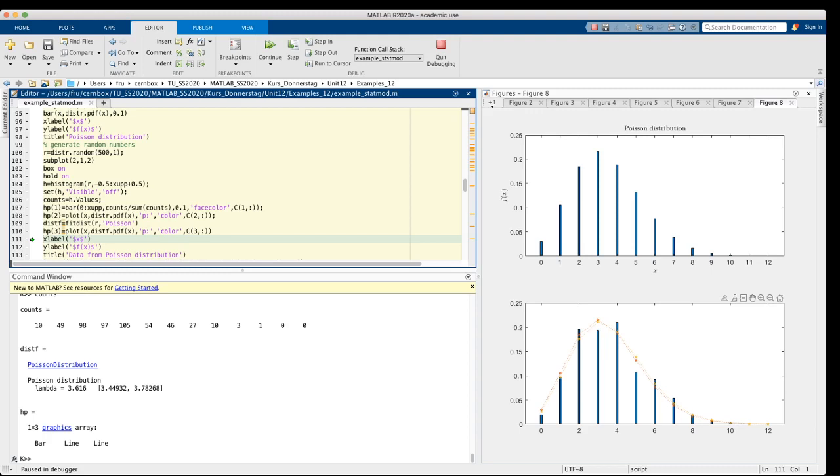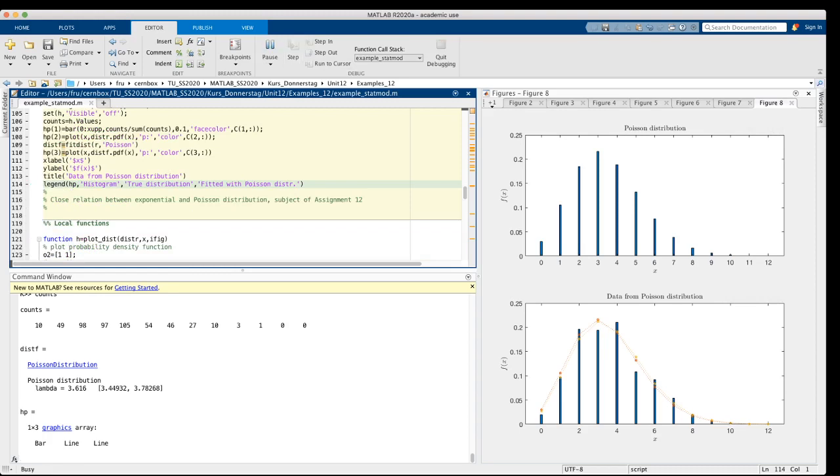Again, we see a rather good fit. The red and the yellow values are nearly identical. So experimental frequencies, the true PDF and the fitted PDF in the lower panel. And there is a close relation between the exponential and the Poisson distribution, and this will be the subject of assignment 12.